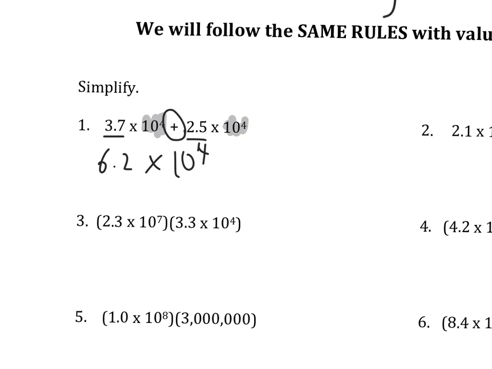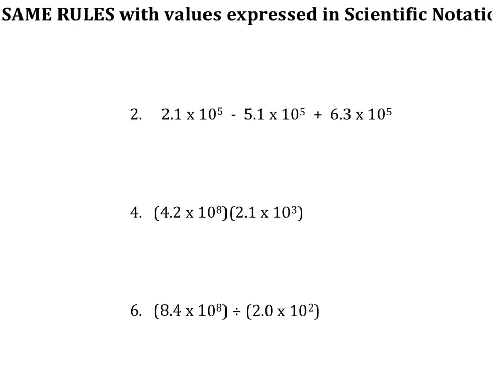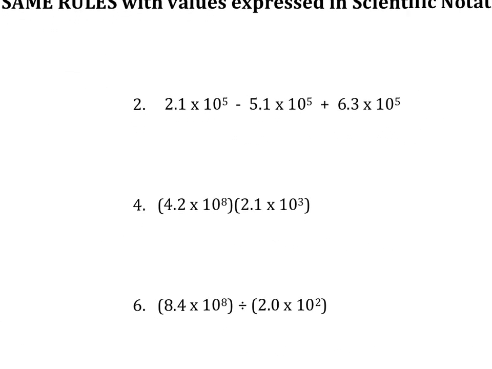All right, what about a subtraction question like this? These are all 10 to the fifth power here. That means you can treat them as like terms, and we can combine the coefficients. 2.1 minus 5.1 plus 6.3 is 3.3 times 10 to the fifth power.